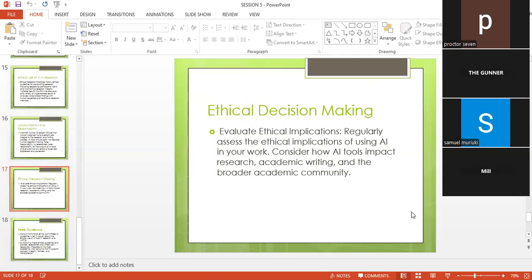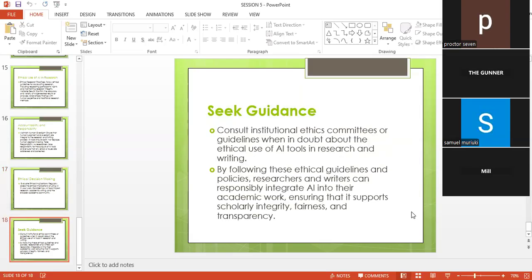Ethical decision making. Evaluate ethical implications. Regularly assess the ethical implications of using AI in your work. Keep looking at it. Consider how AI tools impact research, academic writing, and the broader academic community. But above all, don't surrender your agency. Don't surrender your humanity, your ability to think, completely to this automated kind of generation of content.